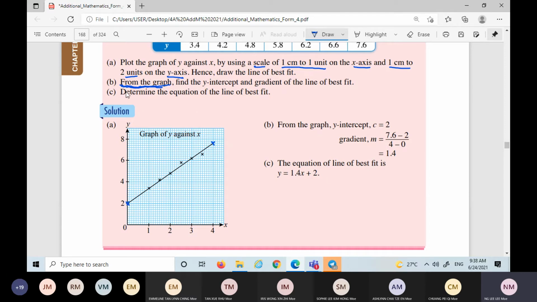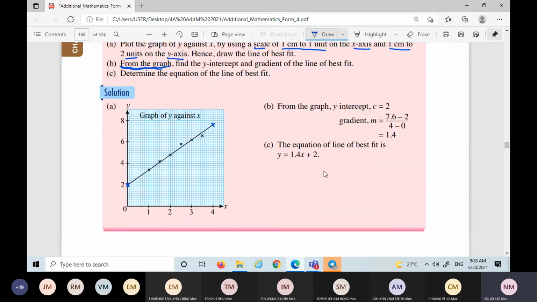Okay, next, determine the equation of the line of best fit. Okay, so this is the equation. This is simple because here the capital letter Y is a small y, capital letter X is a small x. So it's very simple. Y equals to gradient 1.4, x plus 2. 2 is the y-intercept.